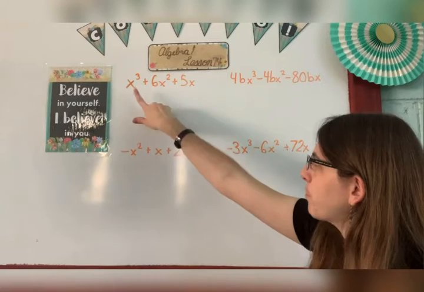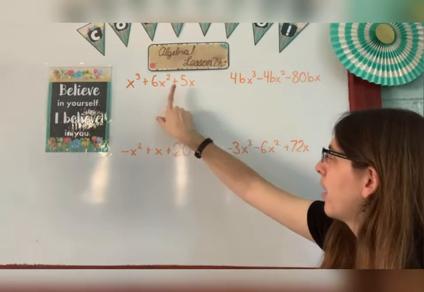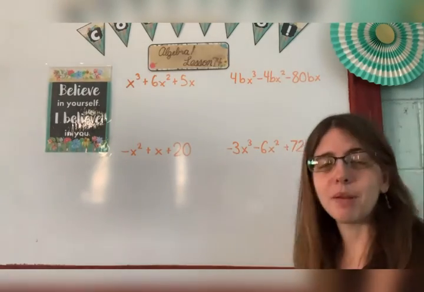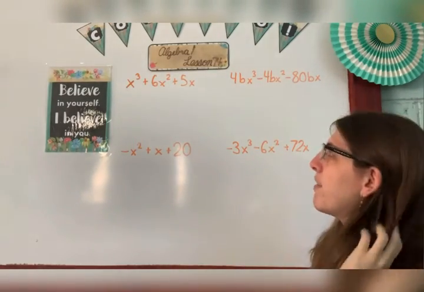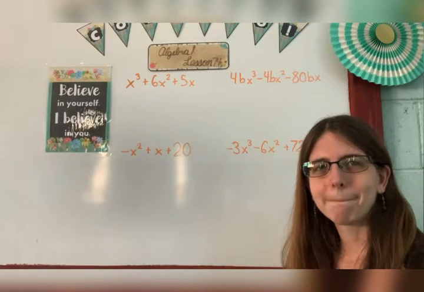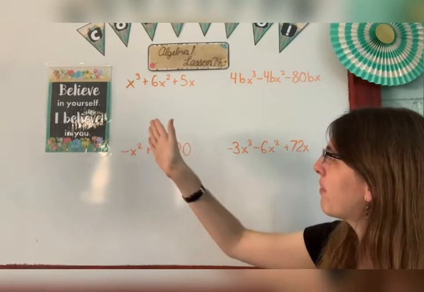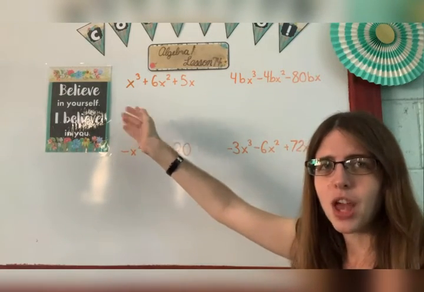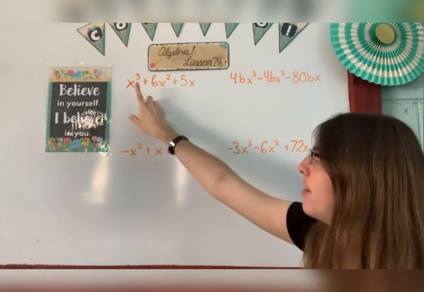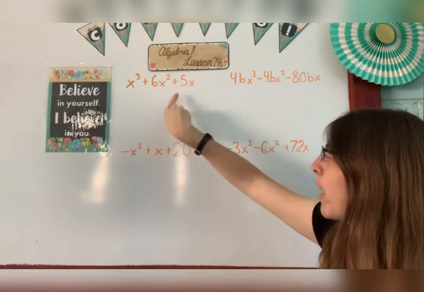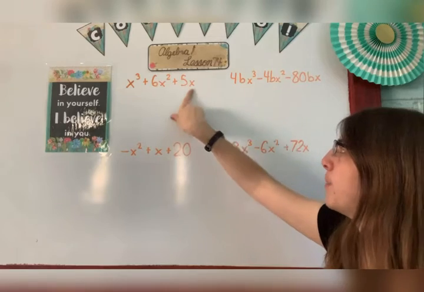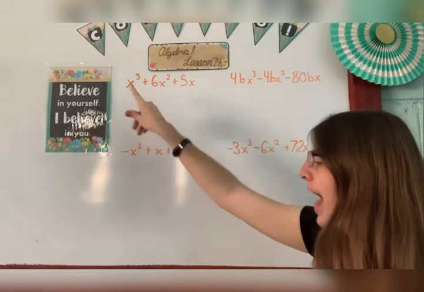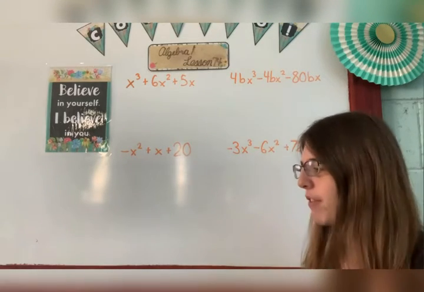So look at this one. X cubed plus 6x squared plus 5x. So what's their greatest common factor? Well, their greatest common factor for numbers, they don't have one. They don't have common factors. But for variables, yes, they all have x's. The greatest number of x's that all of them have would be 1, because that's our smallest exponent. So I can divide each term by x to factor out that greatest common factor.